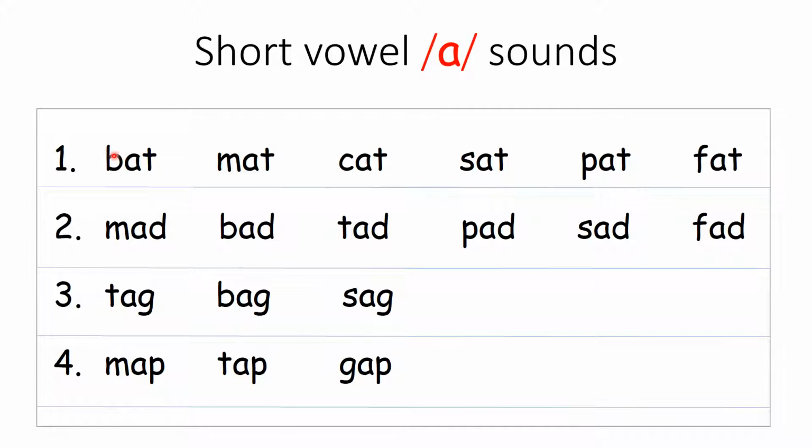Let's read it twice. Okay, ready? Let's follow this pointer. Bat, bat. Mat, mat. Cat, cat. Sat, sat. Pat, pat. Fat, fat. Okay, it's your turn. Ready? Follow this pointer. Read it twice. Begin.